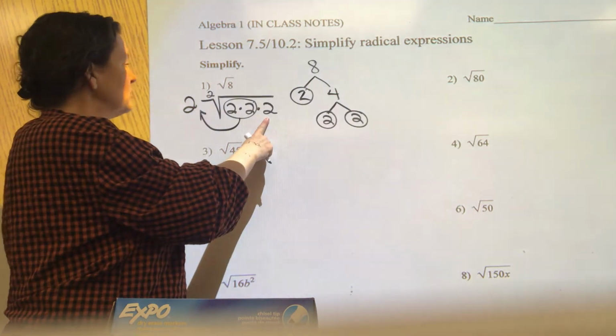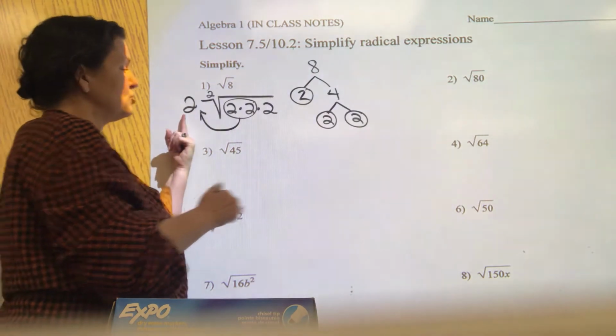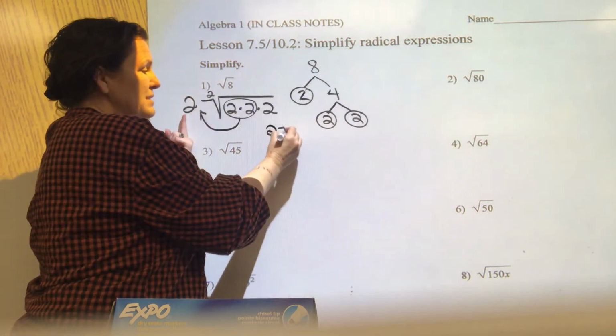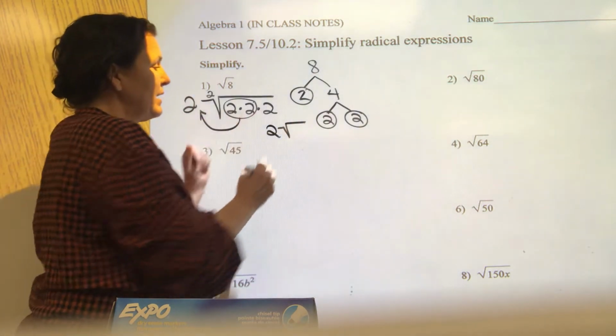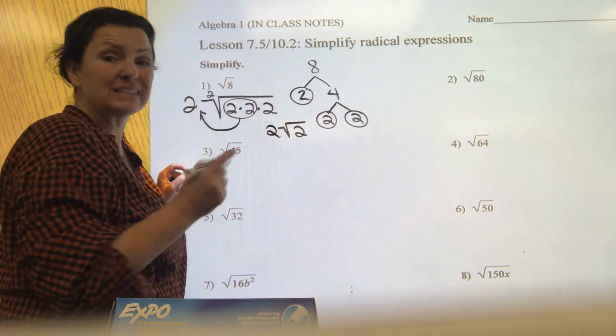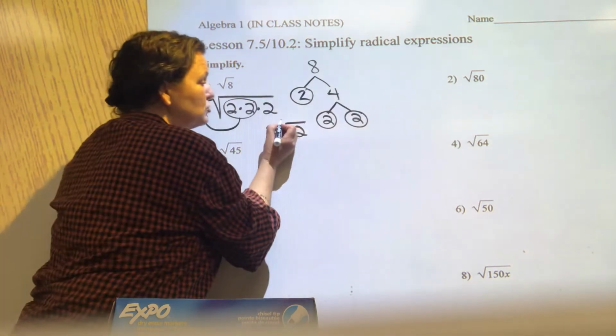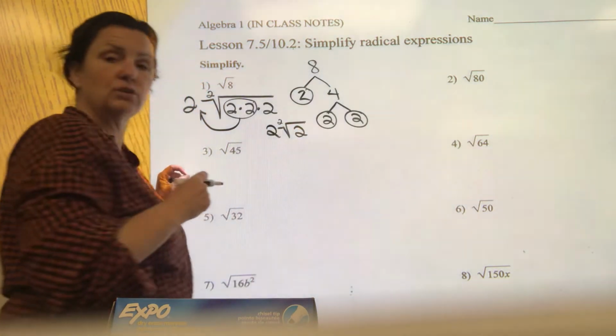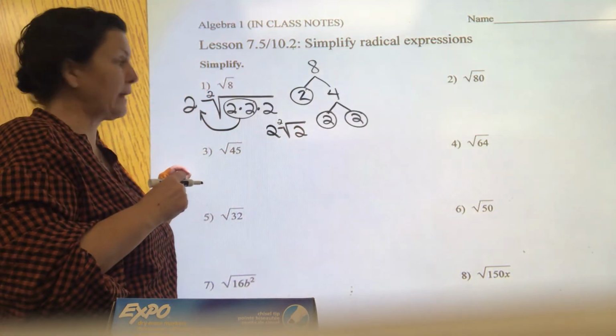No, he can't. So our final answer is going to be a 2 on the outside. That was that set that left, and a random little 2 on the inside that couldn't leave because he didn't have a partner. Now, do you need the little 2? That's up to you. You can put that little root if you'd like.